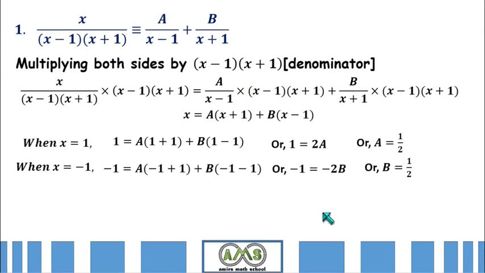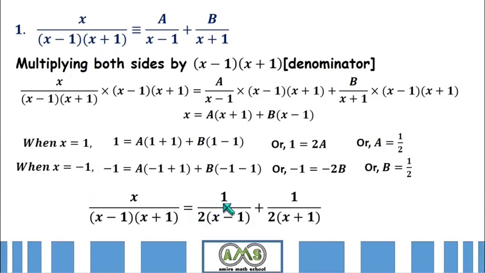That is, we can write x divided by x minus 1 times x plus 1, which is equal to 1 divided by 2 times x minus 1 plus 1 divided by 2 times x plus 1. That is, the value of a is equal to half and the value of b is equal to half. Then after simplification, we can write in this way.